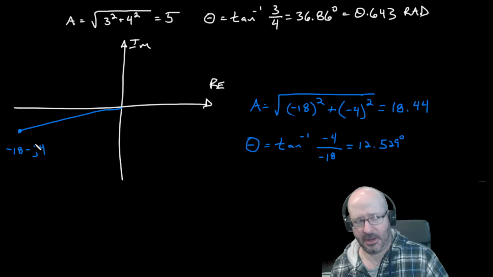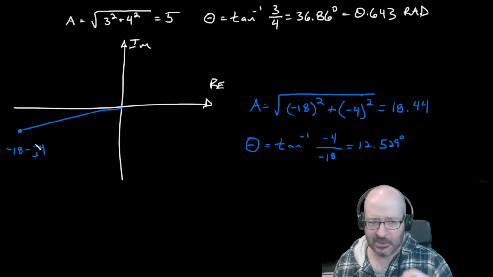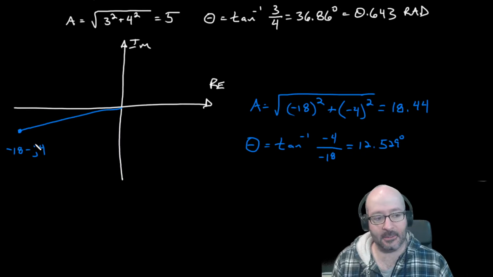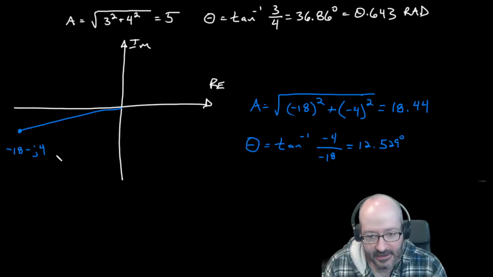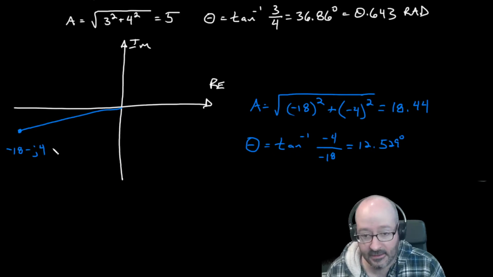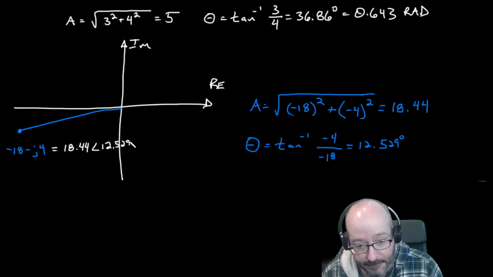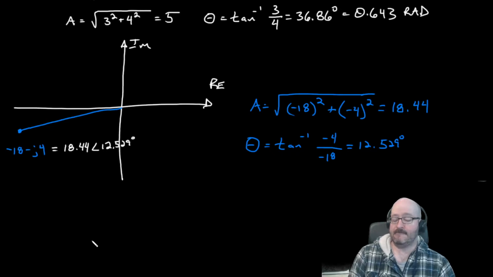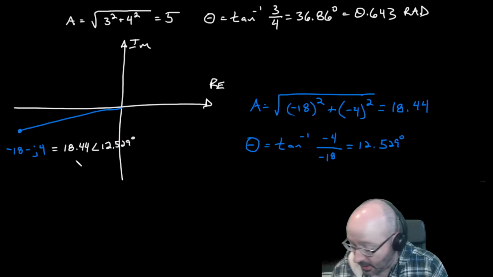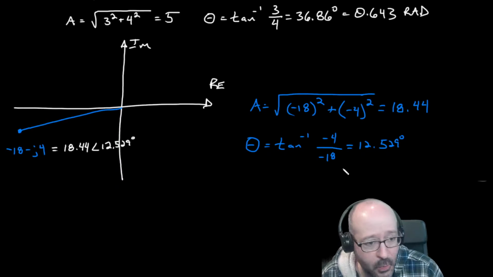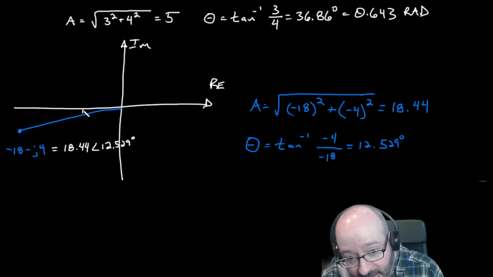Okay. Now, I try to picture these in my head because I don't use these every day. I probably use them more than most people, but I still don't use them every day. So I try to picture this in my head. Does this look like 18.44 at an angle of 12.529 degrees? Okay, it doesn't look like it to me, and here's why. That 12.529 degrees exists right there. Okay, that's 12.529 degrees.